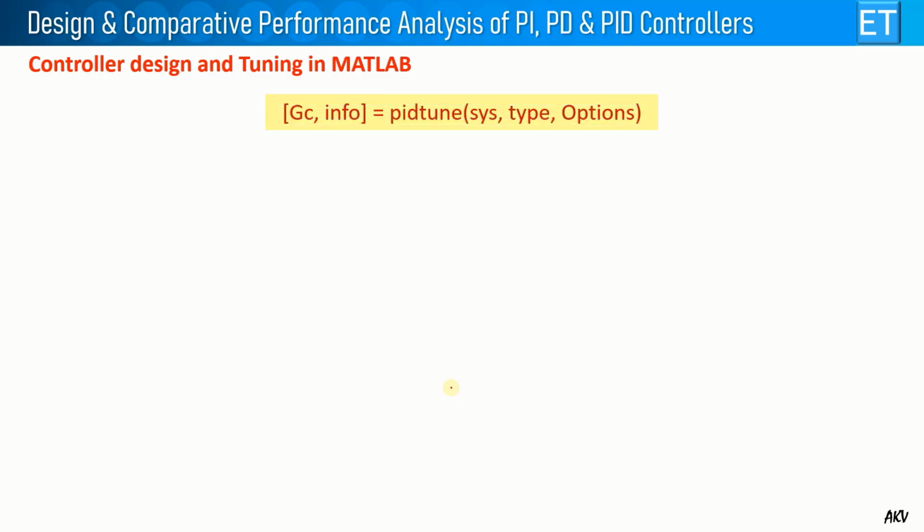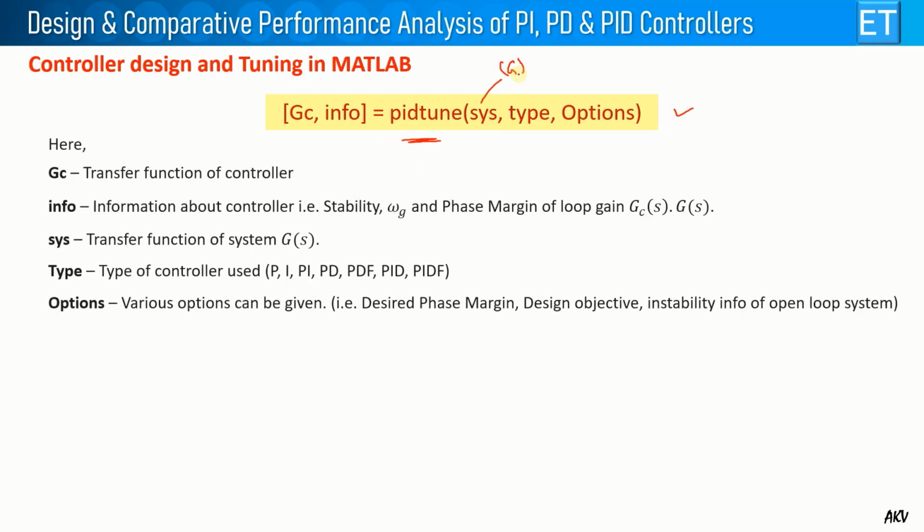So MATLAB has this function, that is pidtune. This is the plant transfer function, and this is type, meaning you have to define the type of the controller, whether it is PI, PD, PID, PDF or PIDF. This is slightly different. It says that if you are using PDF, it will design a PD controller with a first order differentiator. Similarly, this is a PID with a first order differentiator.